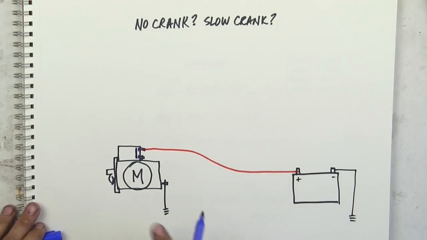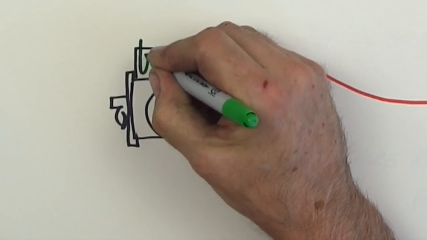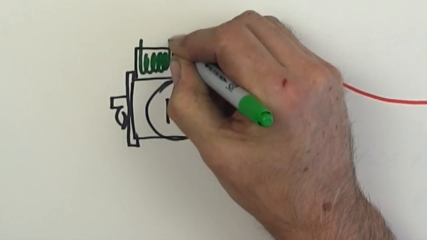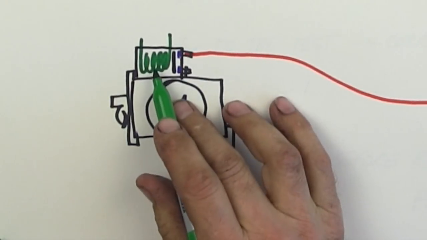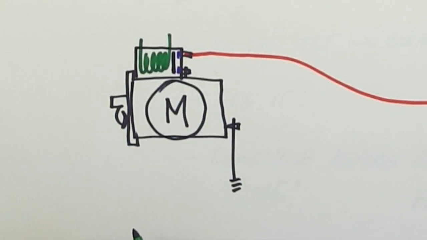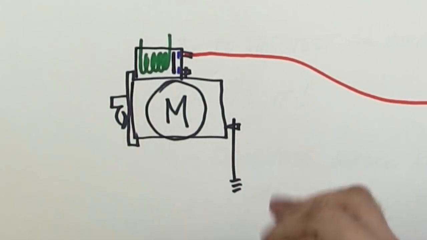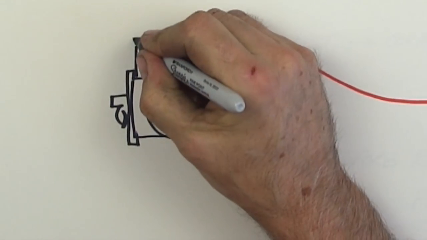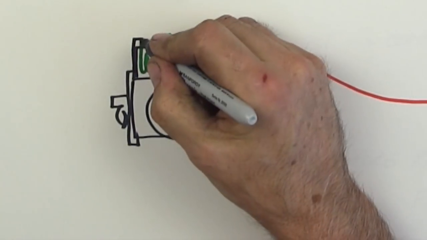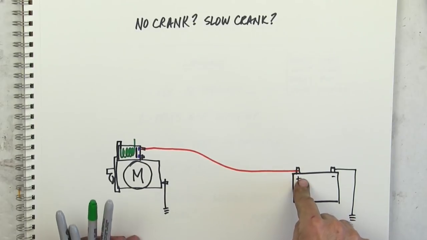Well, how do we close that switch? We have to have another circuit. So here's this other circuit. We have a coil of wire inside the solenoid, and that coil of wire energizes, produces a magnetic field, and closes those contacts. Usually it's grounded to the chassis the same way that the starter is.